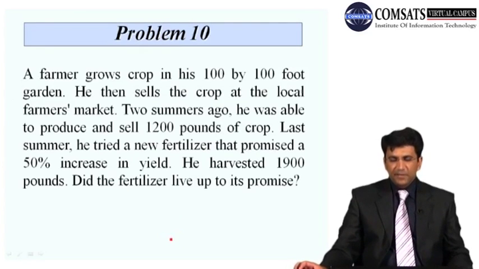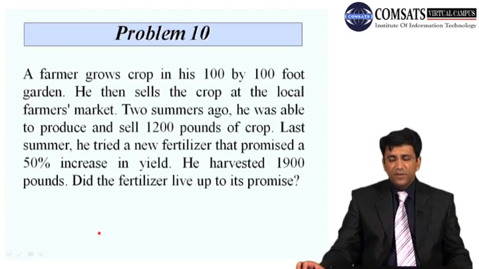Students, let's discuss another example. A farmer grows crop in his 100 by 100 foot garden. He then sells the crop at the local farmers market. 2 summers ago, he was able to produce and sell 1200 pounds of crop. Last summer he tried a new fertilizer that promised a 50% increase in yield. He harvested 1900 pounds. Did the fertilizer live up to its promise?